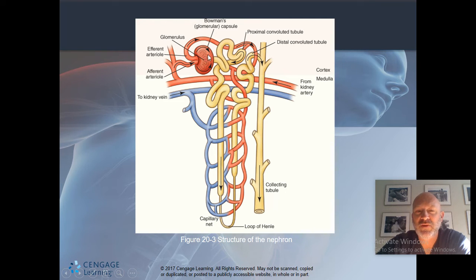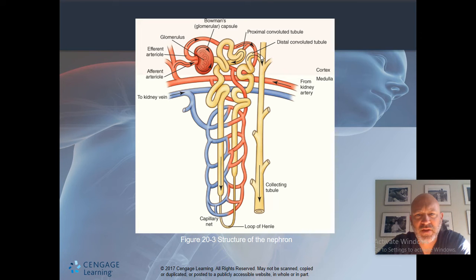So now the blood is going to leave this area, going through the efferent arteriole, and it's going to try to get some of those good things back. It's going to go over to this first section of the tube, which is called the proximal convoluted tubule. Remember, proximal means closer, right? So closer to the glomerular capsule, the tube becomes the proximal convoluted tubule. So this is where the filtered blood is going to be going, and it's going to pick up the things that it dropped off that it needed, things like glucose, water, amino acids, whatnot.